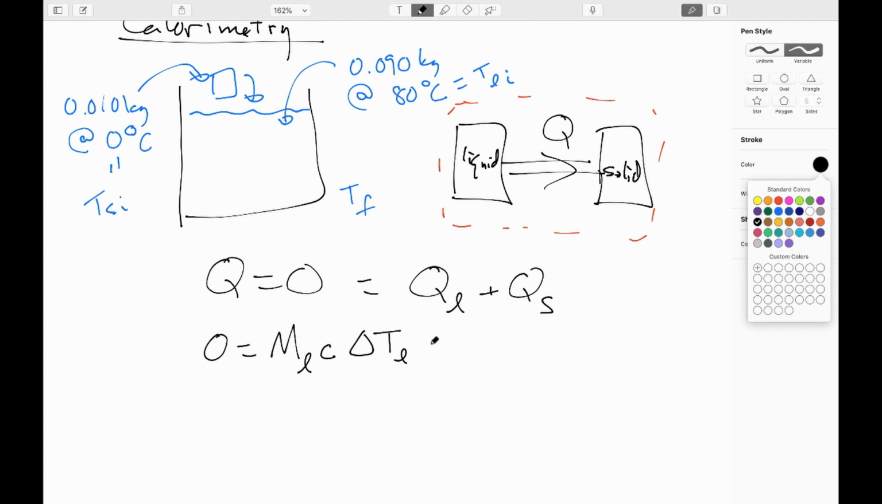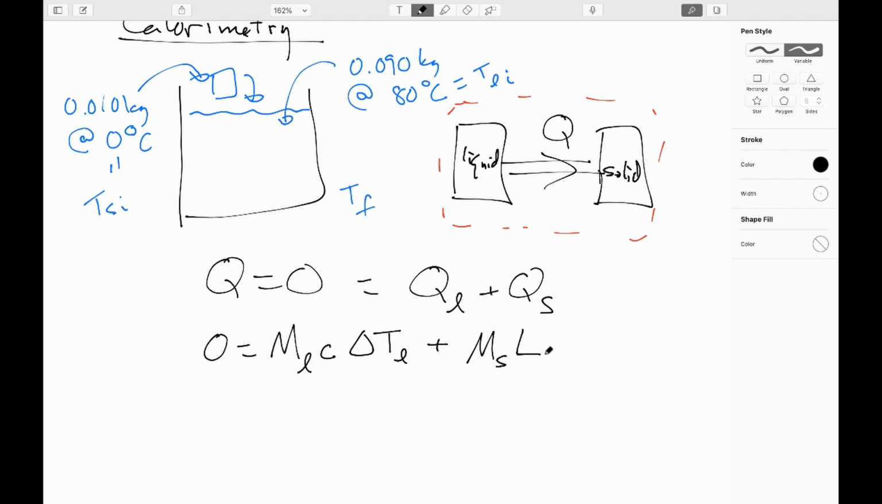And then for the solid, we can write a similar expression. We need to write two expressions. One, we have to take into account that since we're at the ice point for the solid, we're not going to be changing the temperature until after we melt everything. So this is going to be the mass of the solid times the latent heat of fusion. And it's going to be a plus sign because it's an inbound transfer.